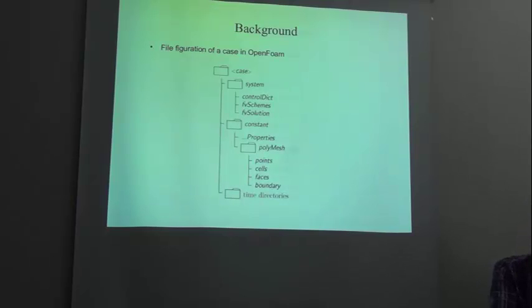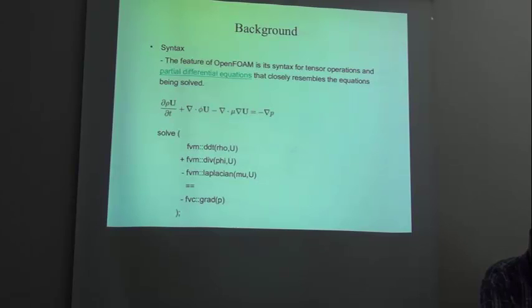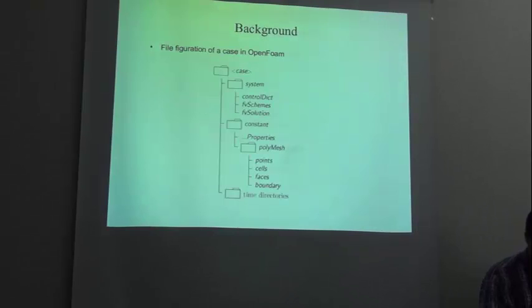And in the constant folder, we include the properties, the fluid properties. For example, you can see this one is the rho, and the mu is the fluid properties, included in the constant folder. And also, they put the polyMesh into this constant folder. This one is the generated mesh.